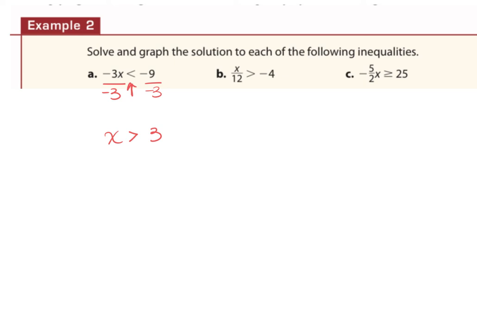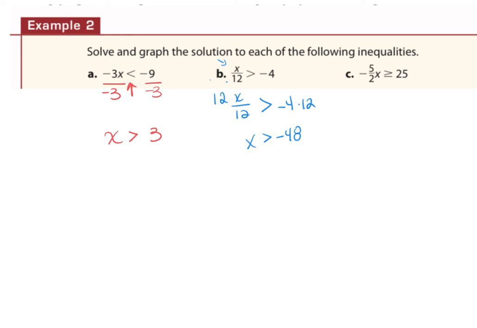The next one, what's happening here? X over 12. What process is happening? What operation? That's division. So how do I get rid of it? Multiply. What am I multiplying by? 12. So I multiply this side by 12, and I multiply this side by 12. Did I multiply by a positive or a negative? 12 was positive. The number that was with my x was positive. I actually don't care what the other number is. The other number was negative here, but what I was actually multiplying by was positive. So this one's going to stay the same. And so x here is going to be greater than negative 48, all right? It does not change there.